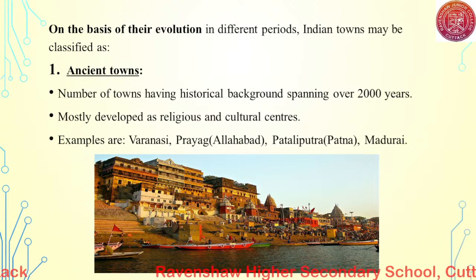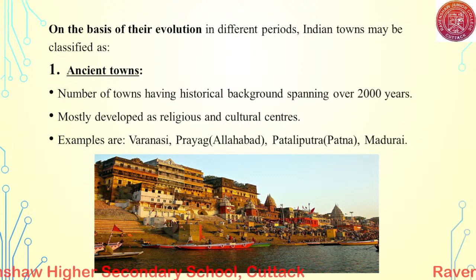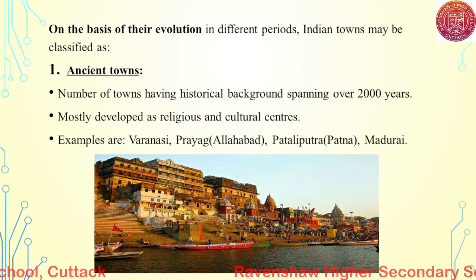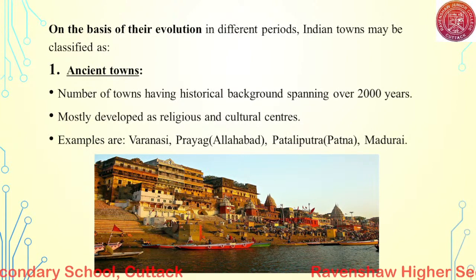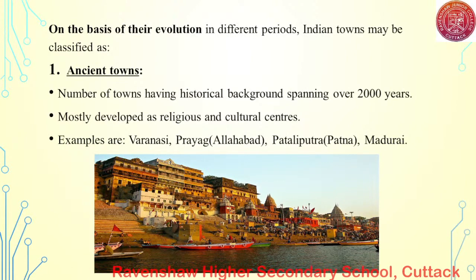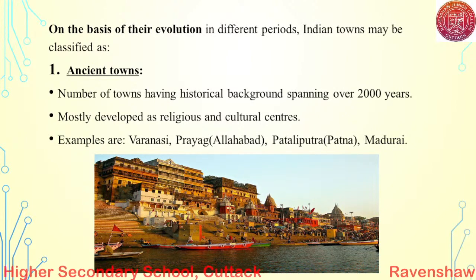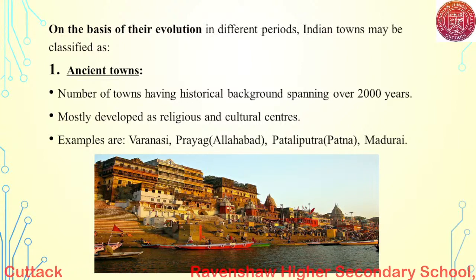Then on the basis of evolution in different periods, the towns, particularly the Indian towns, are classified into three categories. The first one is ancient towns, the second one is medieval towns, and the third one is modern towns. And what are the ancient towns? The ancient towns have a historical background spanning over 2000 years, and mainly the ancient towns developed as religious and cultural centers.